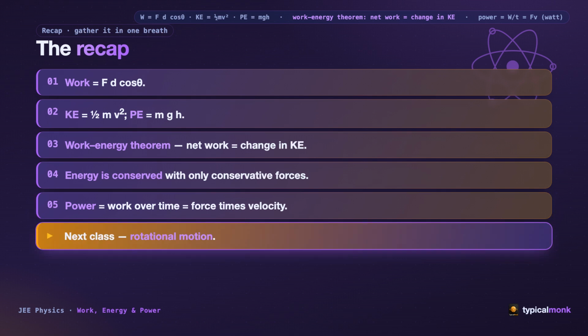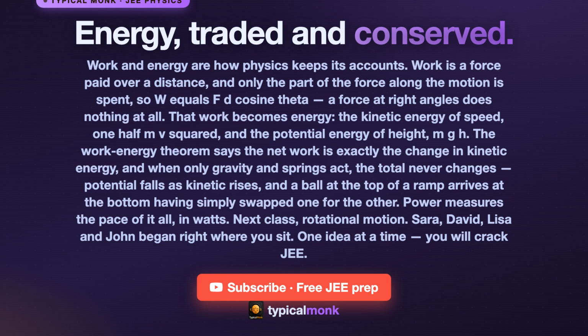Next class, rotational motion. Energy, traded and conserved. Work and energy are how physics keeps its accounts. Work is a force paid over a distance, and only the part of the force along the motion is spent. So W equals Fd cosine theta. A force at right angles does nothing at all.